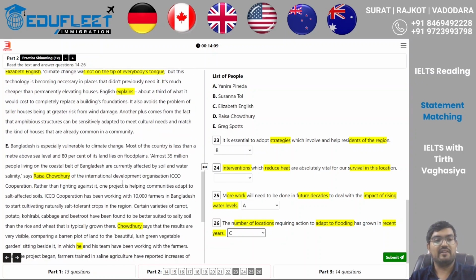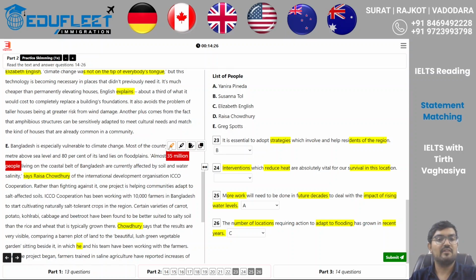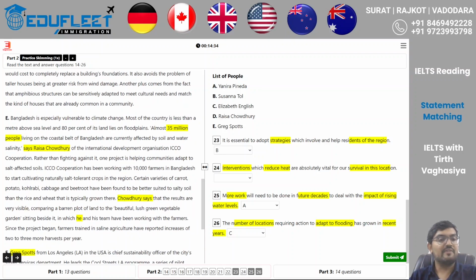Let's move and look at Reza Chaudhary. What is mentioned by Reza Chaudhary? Okay, almost 35 million people living on the coastal belt of Bangladesh are currently affected by soil and water salinity. So there is a huge number of people. Okay, what else is mentioned? Okay, Chaudhary is mentioned over here. The results are very visible.